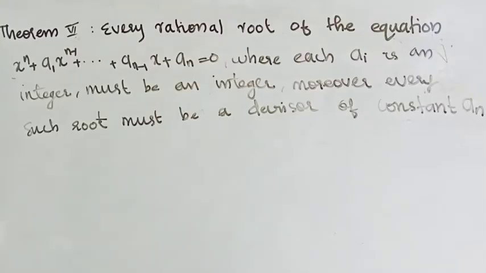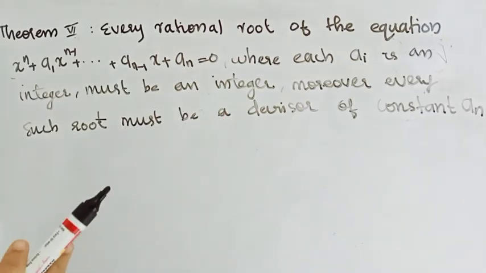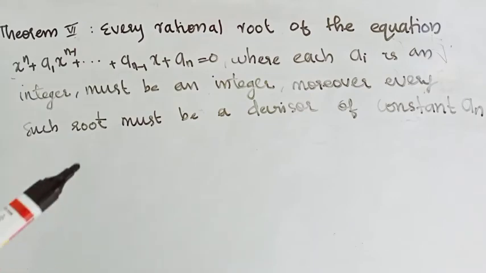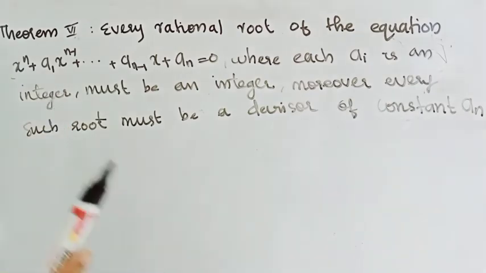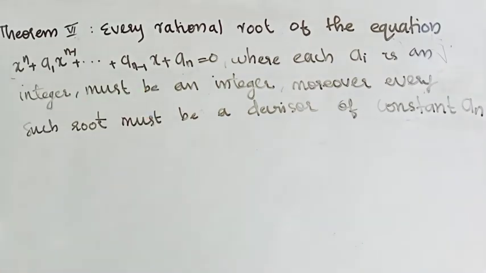Before going to the problem, we will have to discuss another theorem, theorem 6. Every rational root of the equation x raised to n plus a1 into x raised to n minus 1 plus etc plus an equal to 0, where ai is an integer, must moreover be a divisor of the constant an. If it has a rational root, that root will be a divisor of this constant an. I think it will be clear. Next, we can move to the problem.